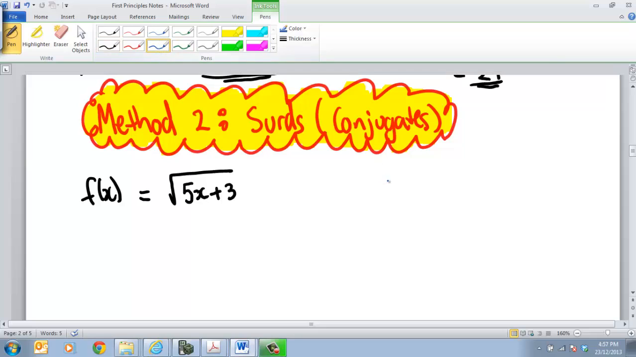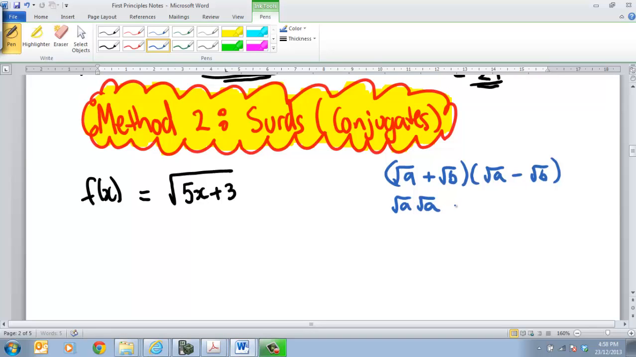So if we're thinking about a conjugate, if I had something like root A plus root B, and if you times that by root A take root B, and you FOIL that out, what are you going to get? Well, root A times root A, and you're going to get root A times root B, and you're going to get minus root A times root B, and then you're going to get minus root B times root B. So root A times root A is A. These two things cross out, and then root B times root B is going to be B. So we're going to use that concept for the conjugate to actually do our derivative.